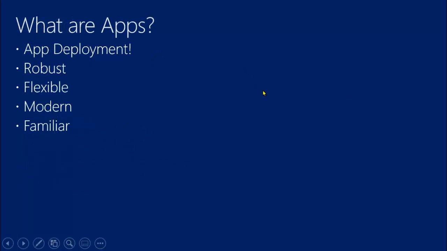So what are apps? Apps are, surprisingly, all about app deployment, being able to take an app and deploy it to devices, in this case, Android devices, in a consistent, managed, repeatable way. You see also the adjectives robust, flexible, modern, familiar. All of those describe the process that you will see in Intune.